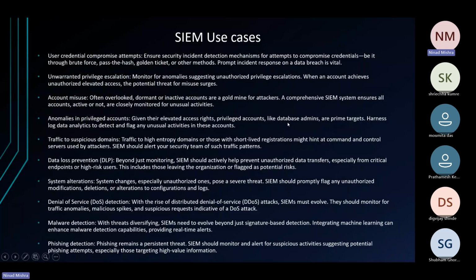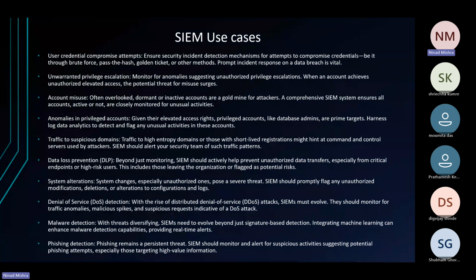The first one I already explained, user credential compromise attempt. This is to ensure a security detection mechanism for attempts to compromise your credentials. It may be through brute force, it may be through pass the hash, it may be golden ticket. Whatever we saw, pass the hash also we saw, and brute force we saw. So you have to understand how these attacks work first, then see what kind of logs they generate, and based on that, you can see how to create an alarm for that.